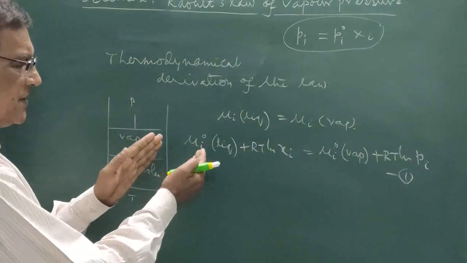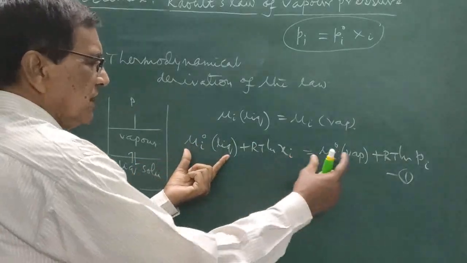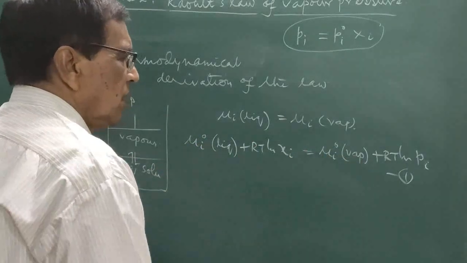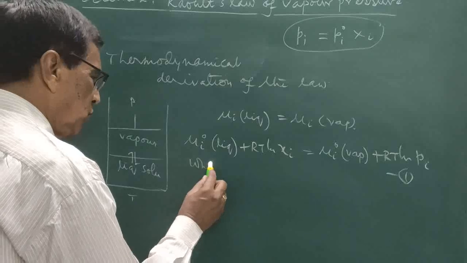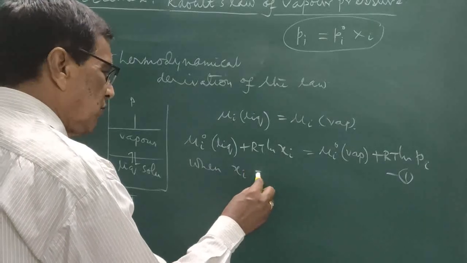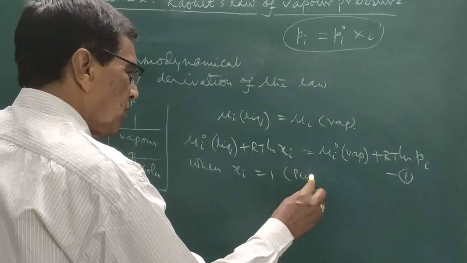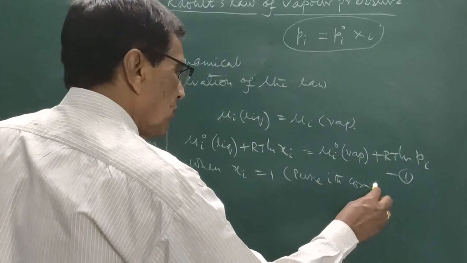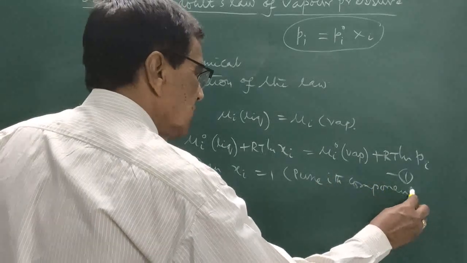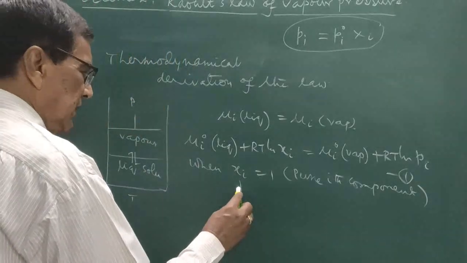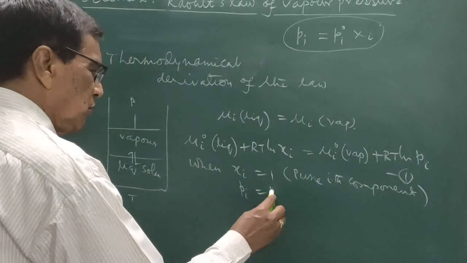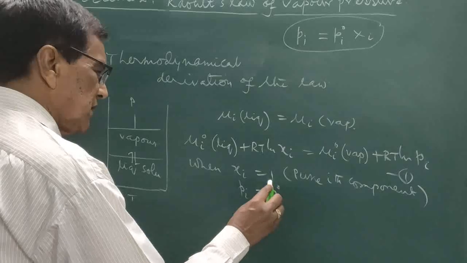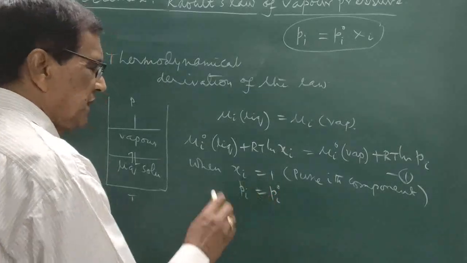If we find a relation between this standard value and this standard value, then whenever xi equal to 1, meaning pure ith component, Pi equal to Pi naught, the vapor pressure of the ith component in the pure state.